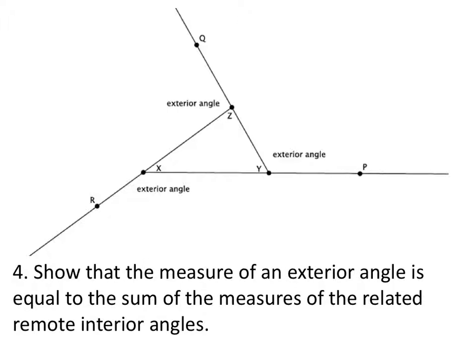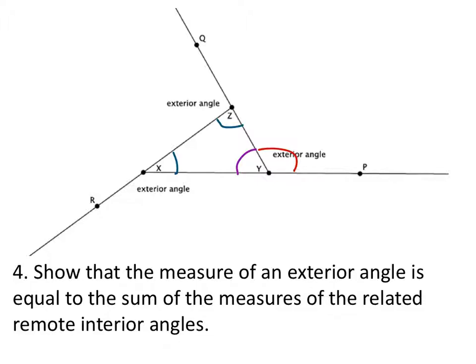Show that the measure of an exterior angle is equal to the sum of the measures of the related remote interior angles. Alright, so let's take the first one that we did, angle ZYP. This angle in relationship to angle XYZ makes a straight angle, but that red exterior angle, angle ZYP, has these two remote interior angles in blue. And those two remote interior angles add up to 180 with the purple angle also.